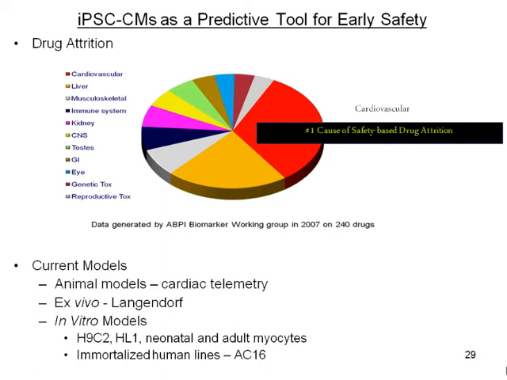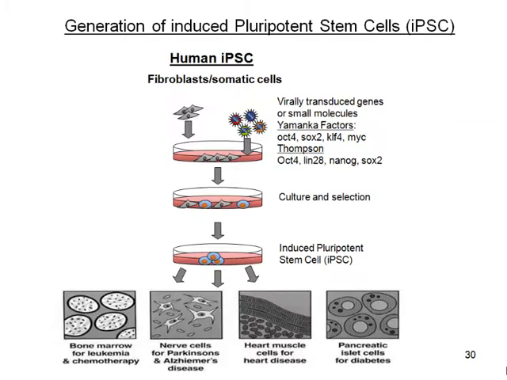Current models that have been used include cardiac telemetry models, ex vivo models such as the Langendorff, as well as in vitro models. A better predictive model will not only allow for a decrease in animal usage, but also a decrease in preclinical attrition rates.